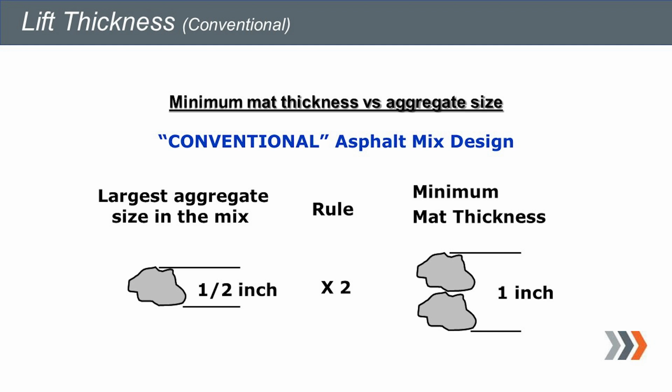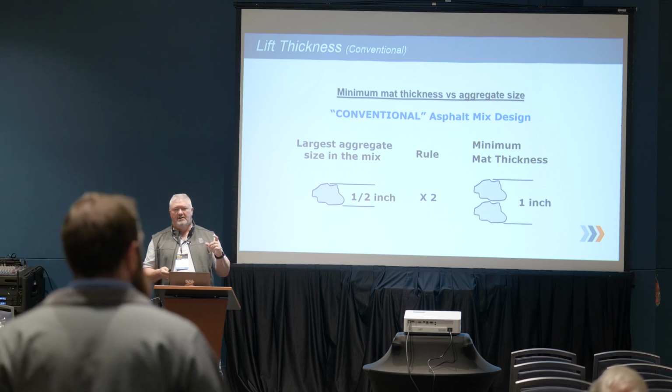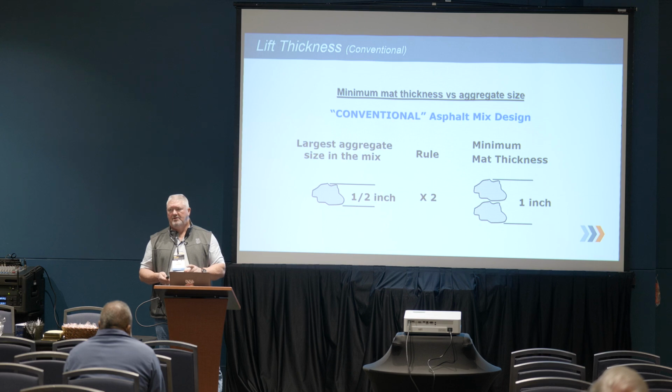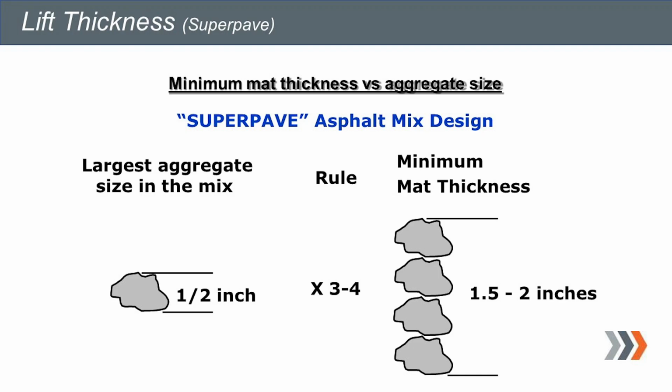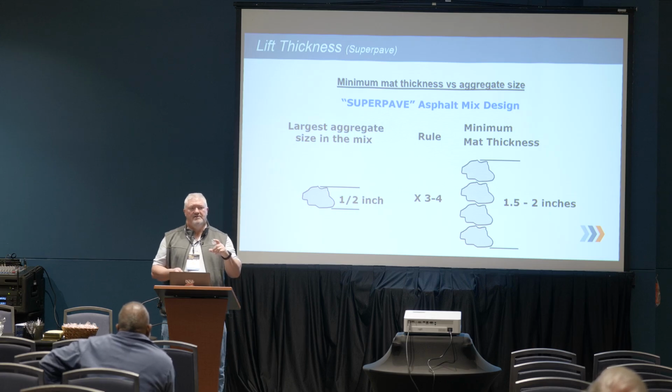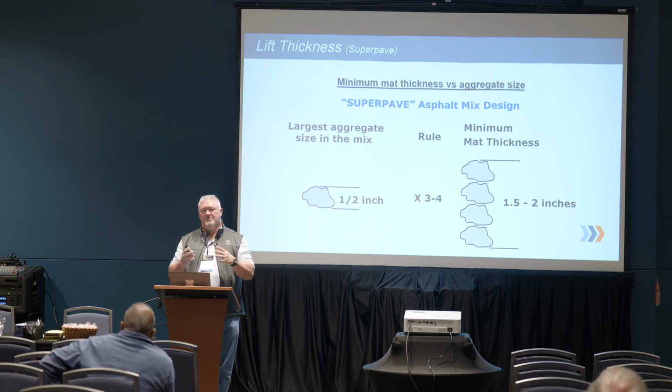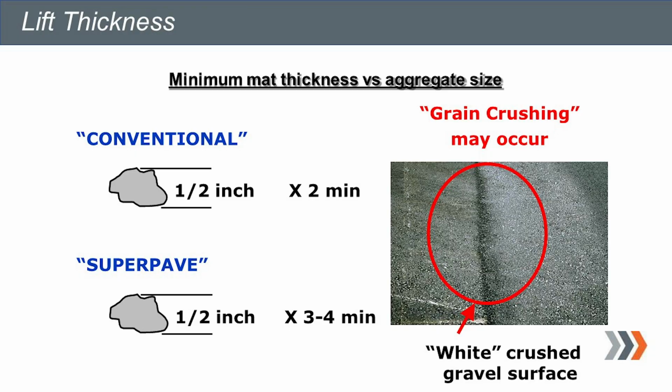With the old conventional Marshall mix design, the old rule of thumb was if I had a 1/2 inch nominal rock size, if I doubled it, I should be able to get compaction. That was fine when we just had static rollers. But now in Superpave, that same model is looking at 3 to 4 times the thickness of that nominal maximum size so that when we do vibrate, we've got a little cushion, but we're going to build a structure that's going to support the traffic without breaking rock. Because the last thing we want to do is break rock, especially on the joints.